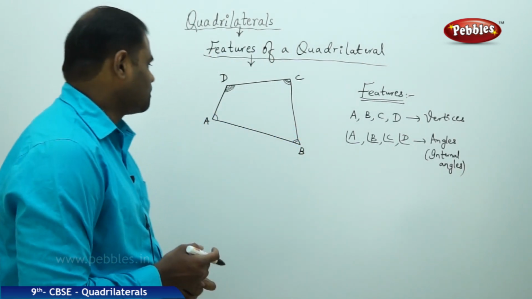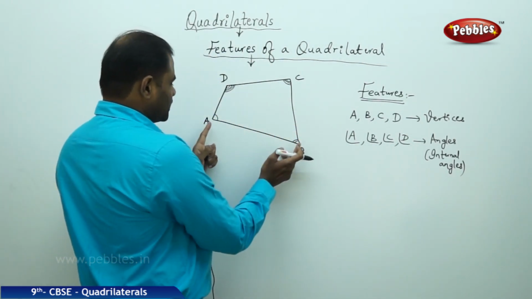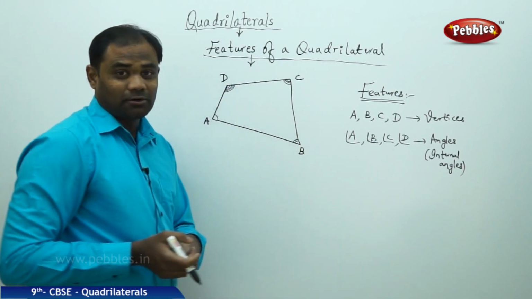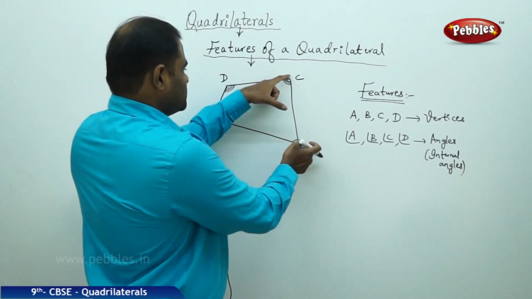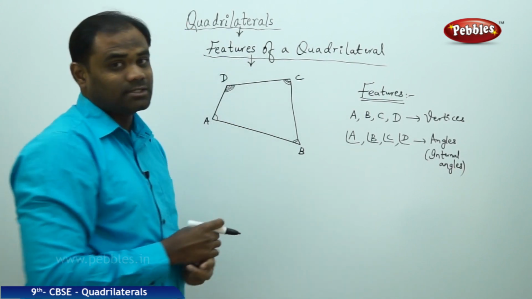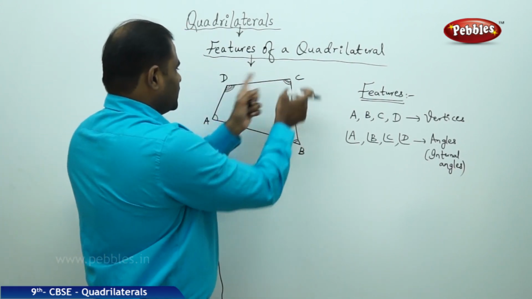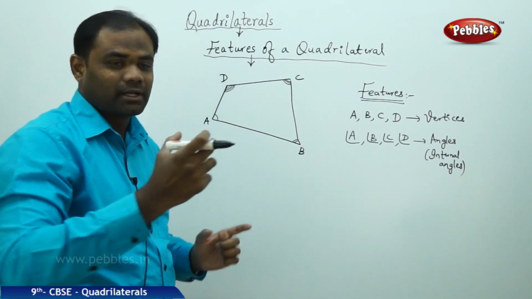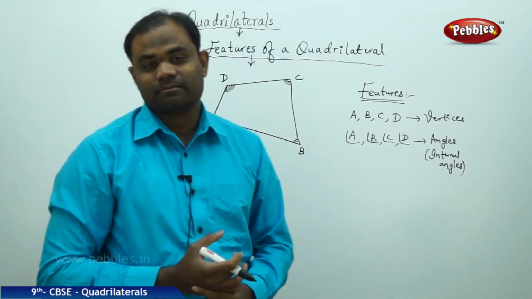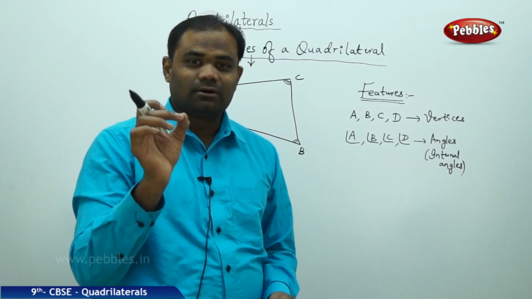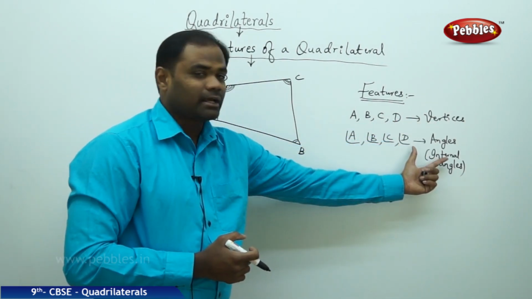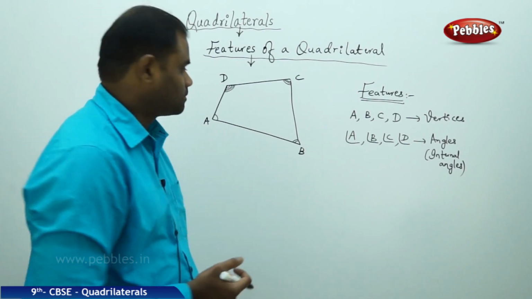The next thing is about the sides. The length of the first straight line is AB, the length of the second straight line is BC, the length of the third straight line is CD, and the length of the fourth straight line is DA. So there are 4 different lengths taken from straight lines and joined to form a closed region called a quadrilateral. Therefore, lengths are also taken into account in the quadrilateral. So along with vertices and the angles, now come the lengths.